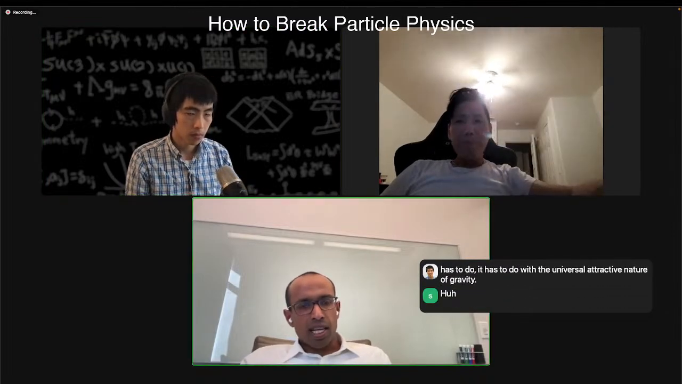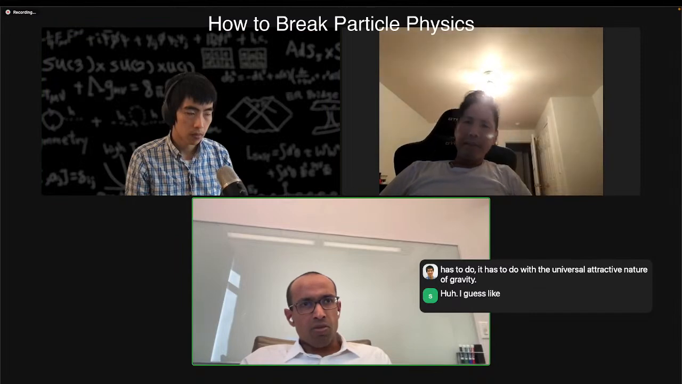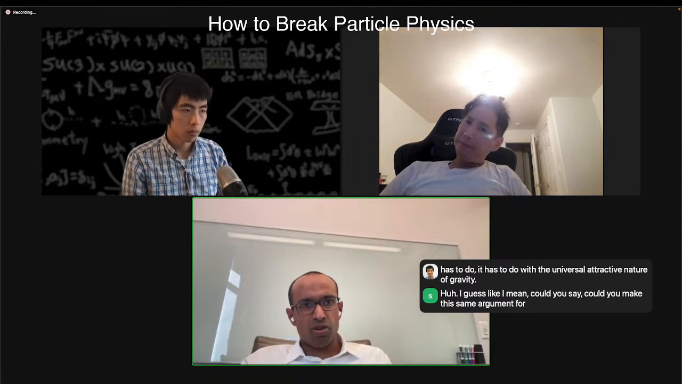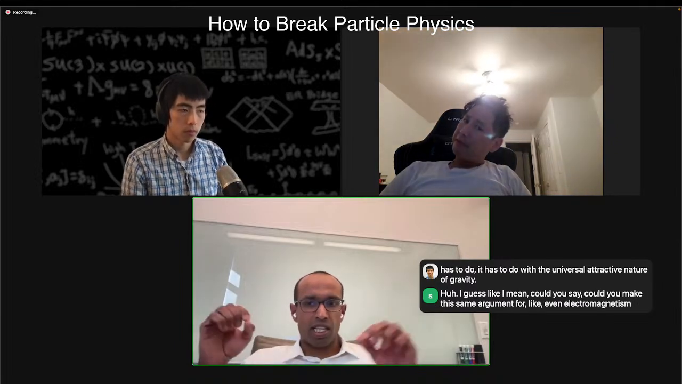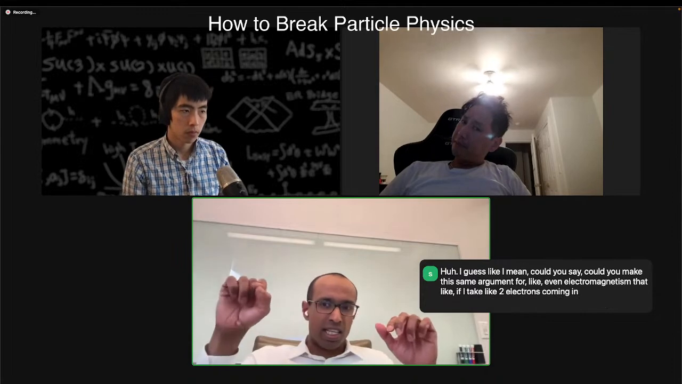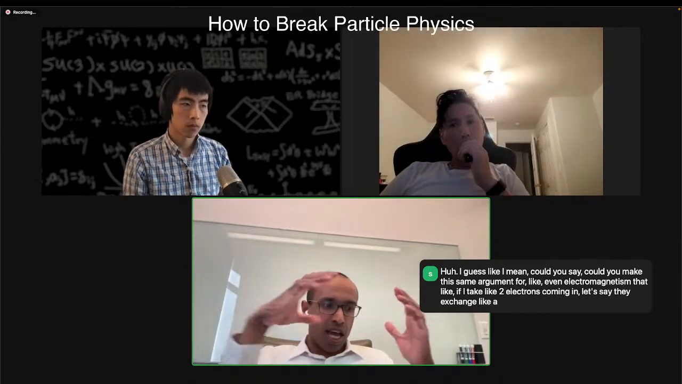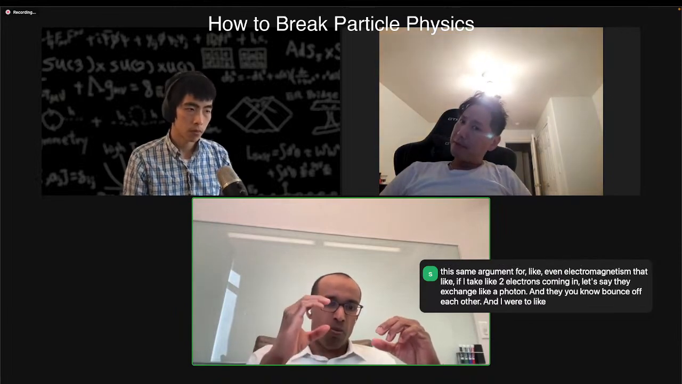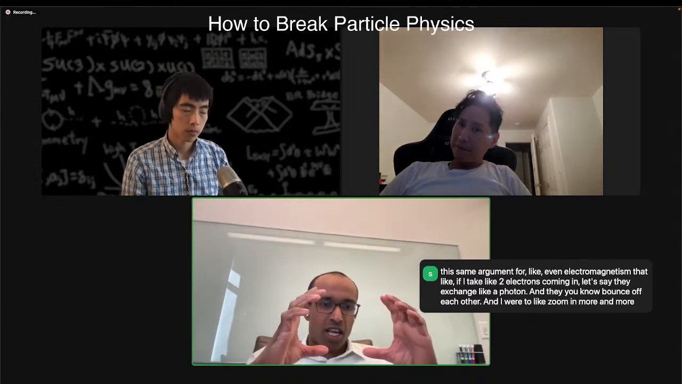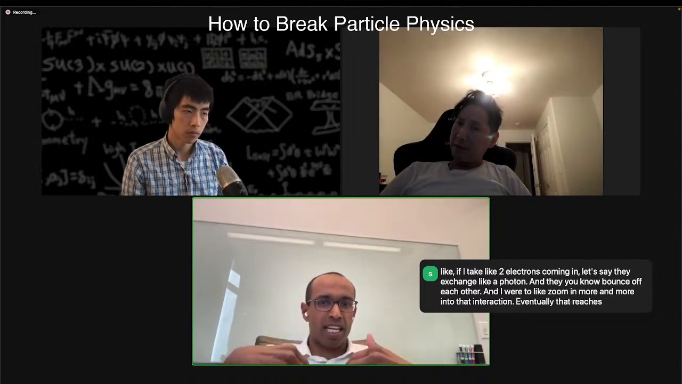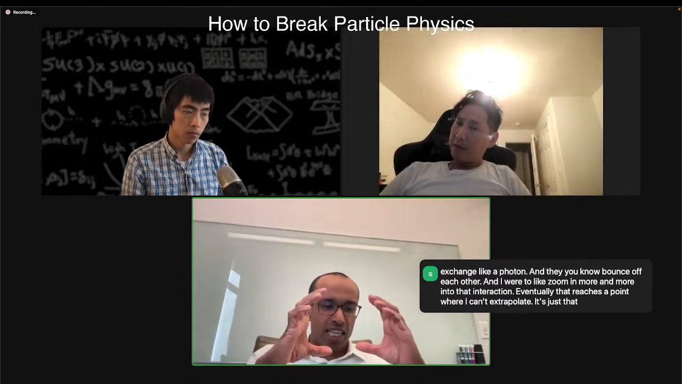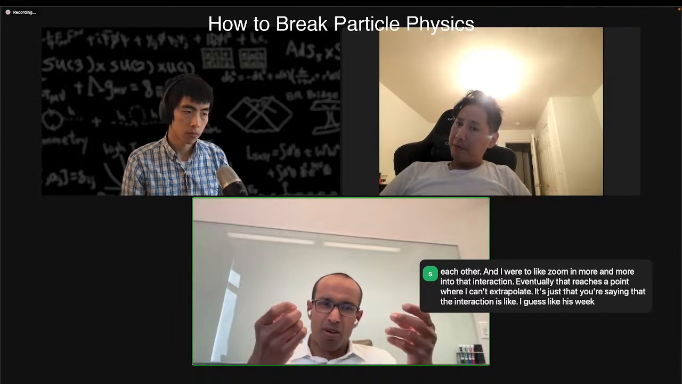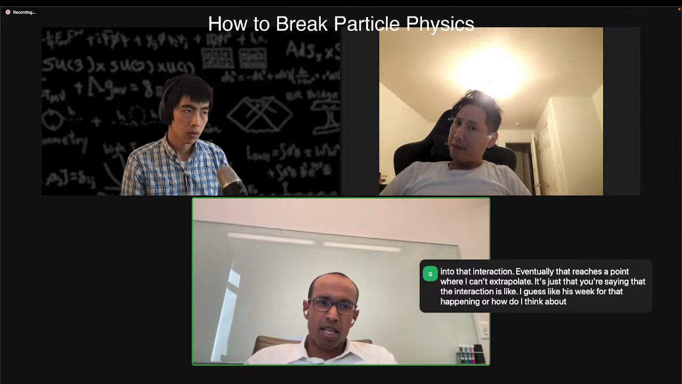Huh. I guess, could you make this same argument for even electromagnetism? Like if I take two electrons coming in and let's say they exchange a photon and bounce off each other, and I were to zoom in more and more into that interaction, eventually that reaches a point where I can't extrapolate. It's just that you're saying that the interaction is weak for that happening, or how do I think about that?